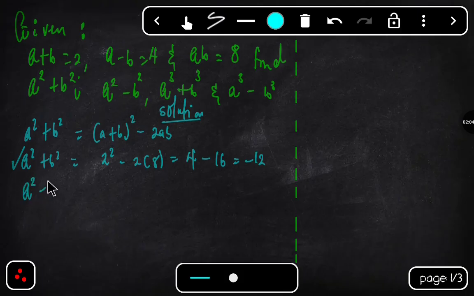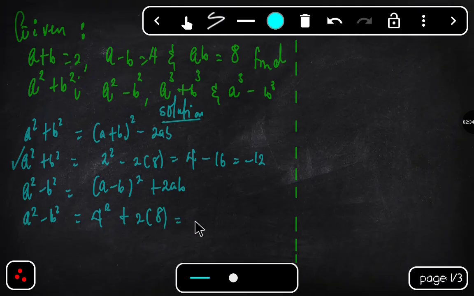So next one is to find a squared minus b squared. Don't forget, a squared minus b squared is another algebraic identity that is very important for us to know. So a squared minus b squared will give us, I think, a minus b raised to the power of 2 plus 2ab. And we already know the value of a minus b, which is 4. So we have a squared minus b squared is equal to 4 squared, plus 2 into bracket ab. ab is 8, then we're going to have 4 squared, which is 16, plus 16, and that's going to give us 32. So that's the value of a squared minus b squared. So a squared minus b squared is 32.